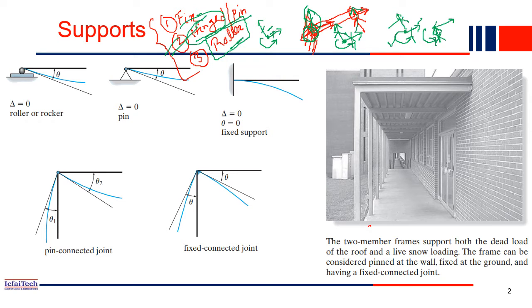Okay, so in many places you will find hinge joints and roller joints, like in a window, if you see the sliding window. So a sliding window is a good example of a roller joint, right? Because the window can move in the horizontal direction, but the window cannot move in the vertical direction, right? So that's why we call it a roller support.